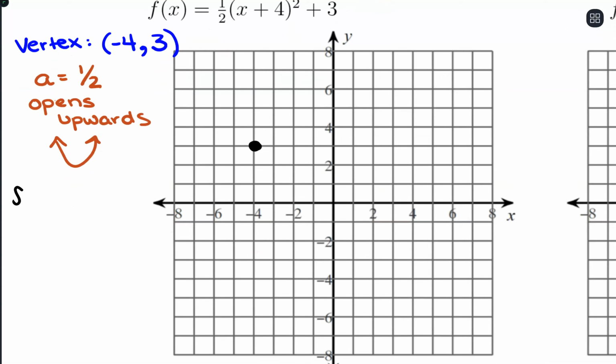Okay, the y-intercept we can do, it's just plugging in x equals 0. So I'd have 1/2 times (0 plus 4) squared plus 3. That's 1/2 times 16, so that's 8 plus 3, so that's 11. So that's actually off the page here. My grid's only going to 8, so I'm not actually able to graph the y-intercept. That's okay. So let's say I tried to graph the x-intercepts.